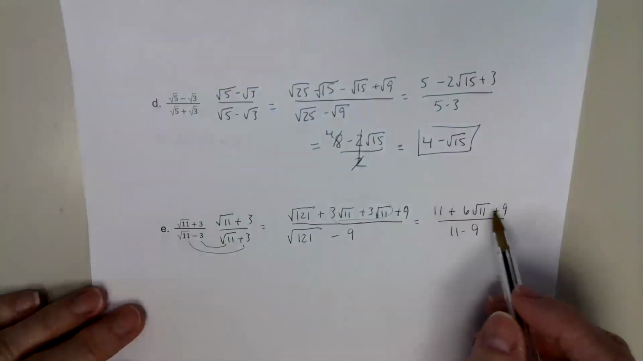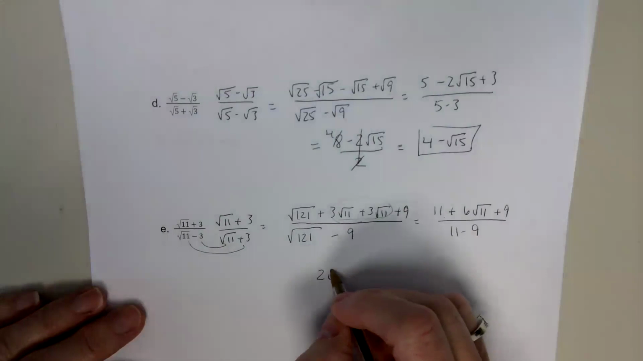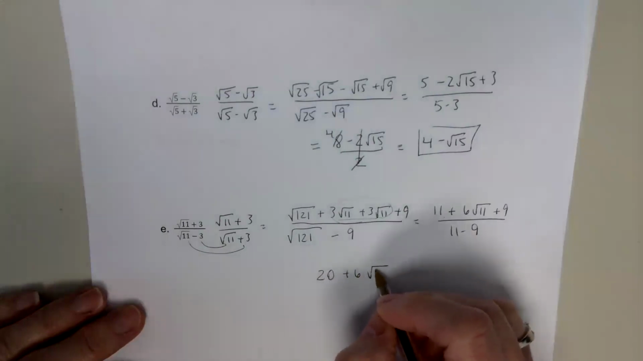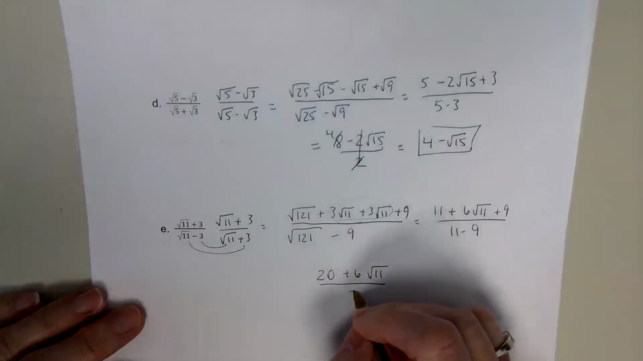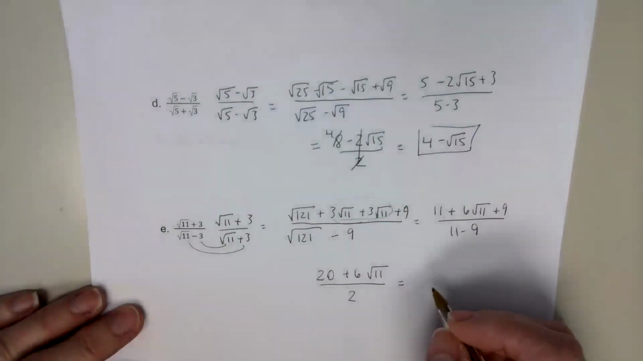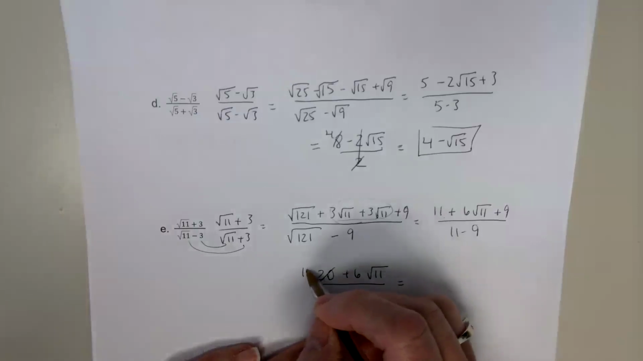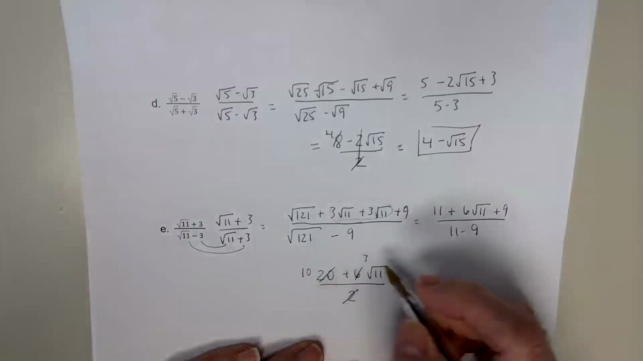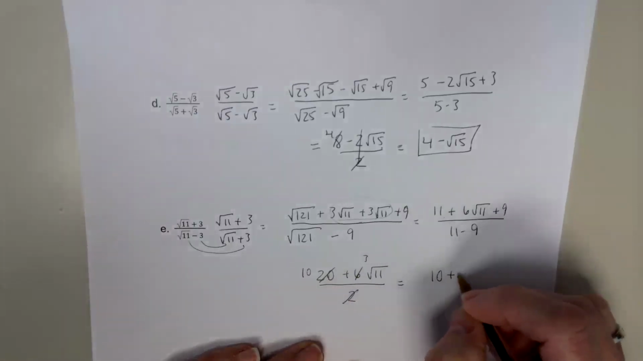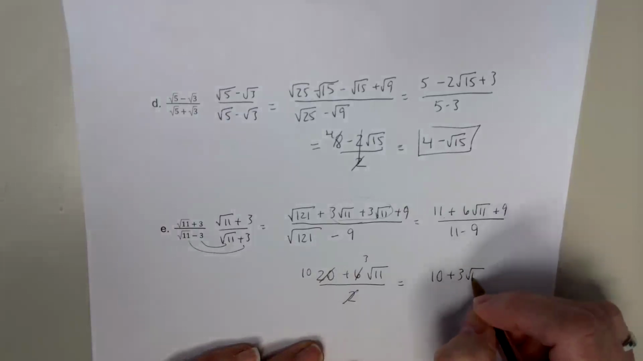So combining in the numerator, we have 20 plus 6 times the square root of 11 all over 2. And again, it looks like we can cancel out a factor of 2. That leaves 10 and leaves 3. So we have 10 plus 3 times the square root of 11.